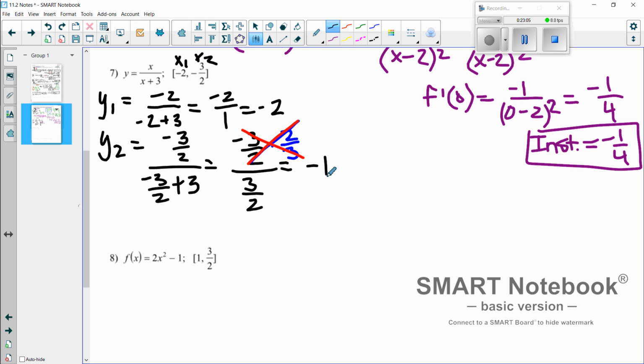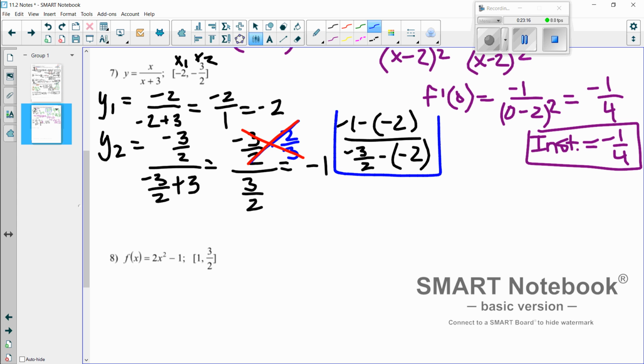Let's take our values now, x1, x2, y1, y2, and plug them into the slope formula, which is y2 minus y1 over x2 minus x1, and let's simplify this more. Negative 1 plus 2 is 1, and negative 3 halves plus 2, so negative 1.5 plus 2 would be positive 1 half, or positive 0.5. We're going to multiply by the reciprocal here, and it looks like we're getting 2 for the average rate of change. Awesome.